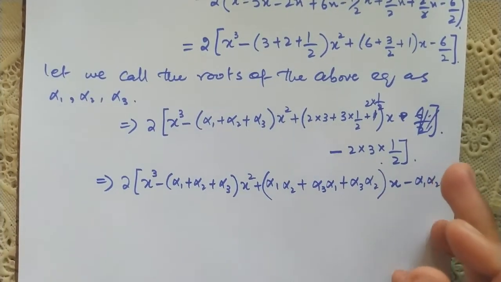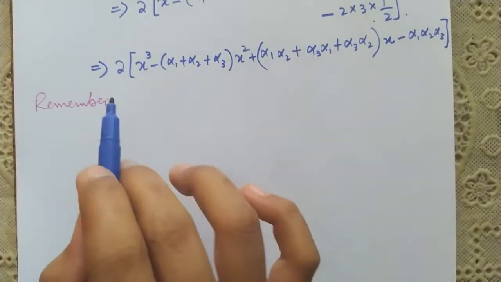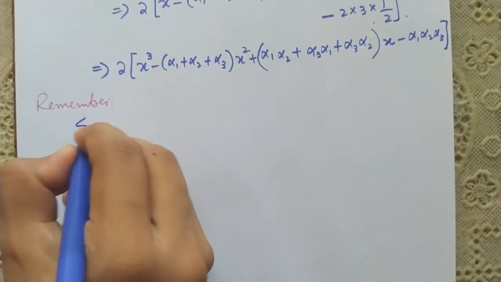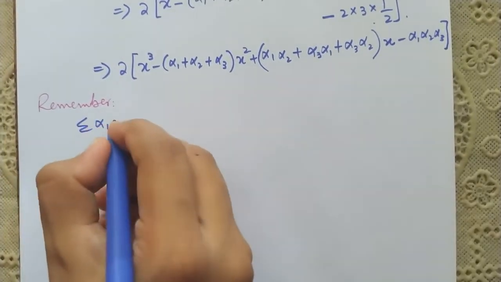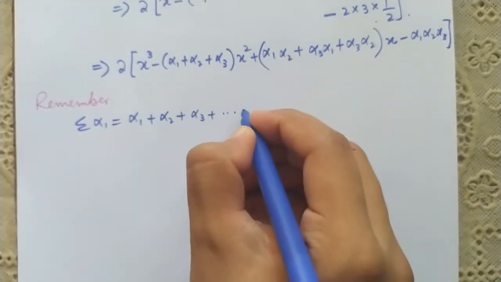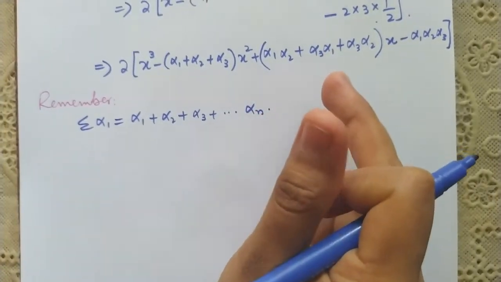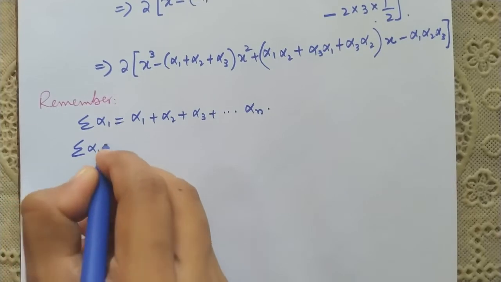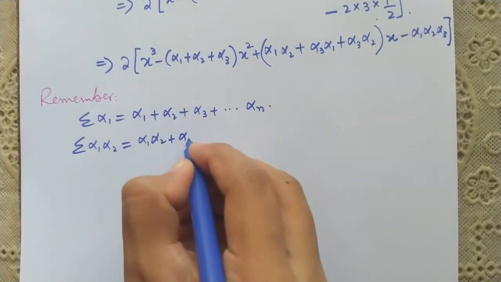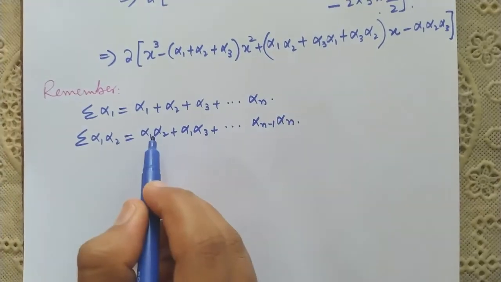Now how can you generalize this idea for nth degree polynomial equation? Let's see. For this, first remember that the sum of all roots alpha 1, alpha 2 up to alpha n is represented in sigma notation as summation alpha 1. Summation alpha 1 will be equal to alpha 1 plus alpha 2 plus alpha 3 plus up to alpha n, right? And the sum of the products of every possible pair is represented as summation alpha 1 alpha 2, means it will be equal to alpha 1 alpha 2 plus alpha 1 alpha 3 plus up to alpha n minus 1 alpha n, means every pair of possible roots.